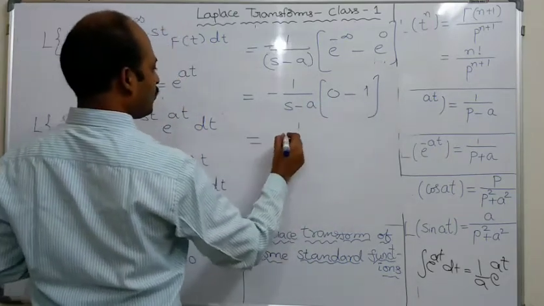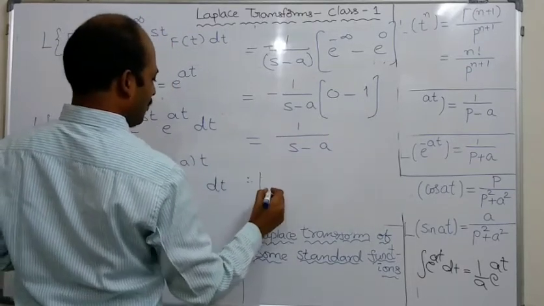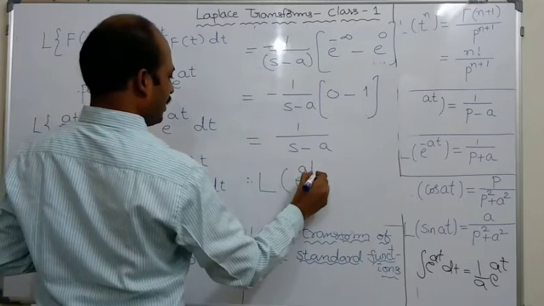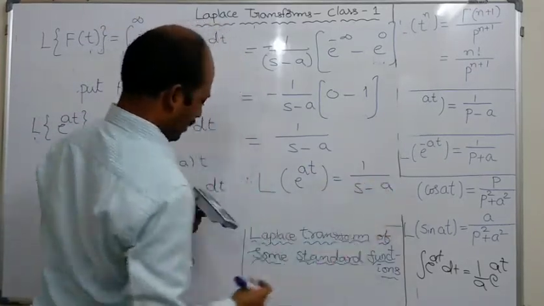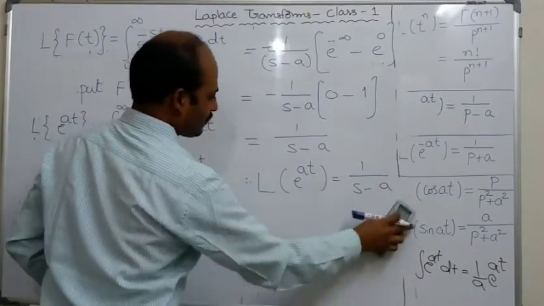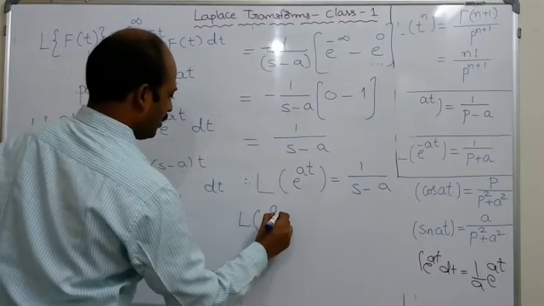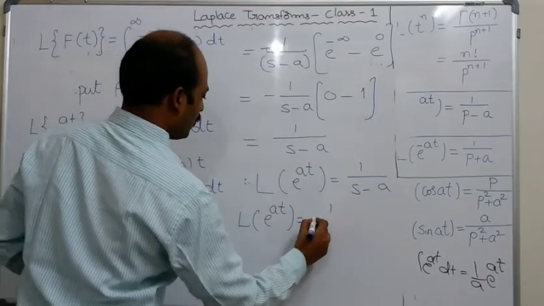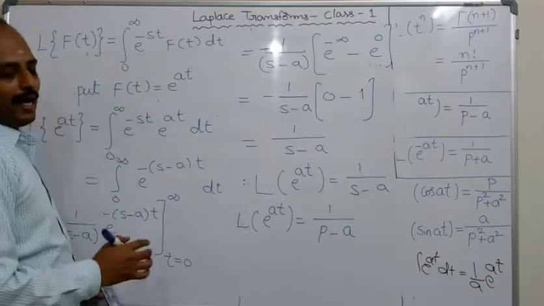By multiplying this we get 1 by s minus a. Therefore, Laplace transform of e power at is equals to 1 by s minus a. Here we take s as the parameter. You can write the same formula in terms of p also. Laplace transform of e power at is equals to 1 by p minus a, if p is the parameter.